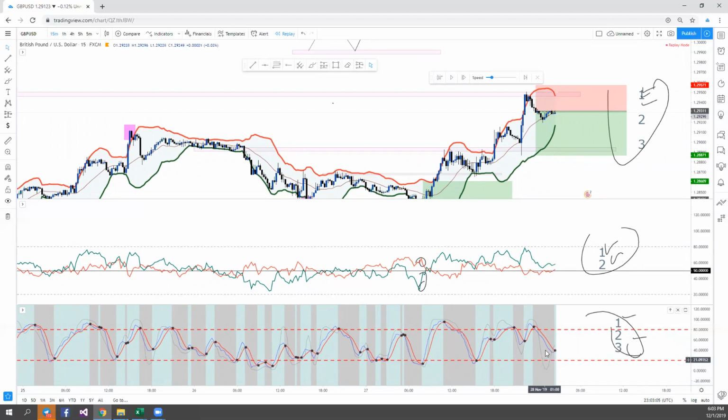We're getting close to the 80 zone. Okay, we are getting close to the 80 zone. Okay? I mean, to the 20 zone, sorry. We are getting close to the 20 zone. Let's see how it plays out.